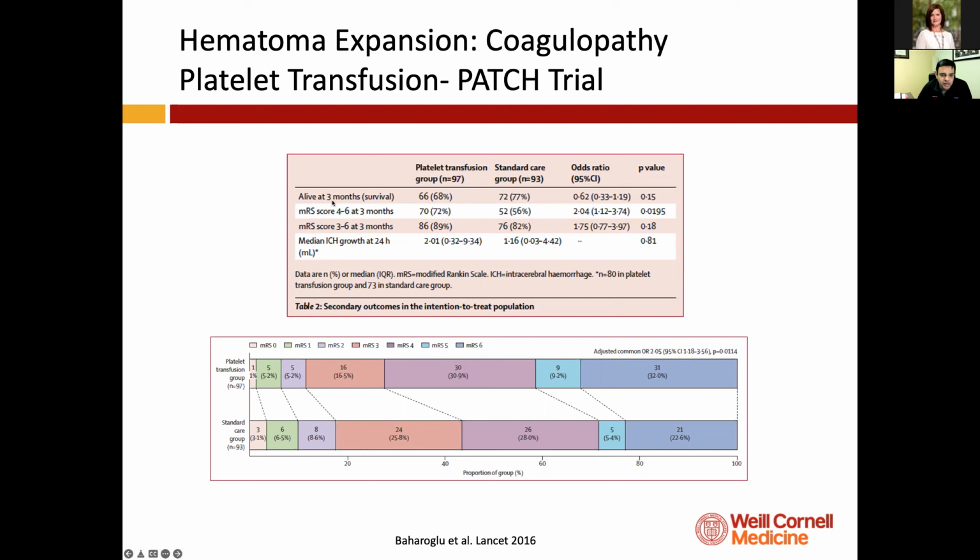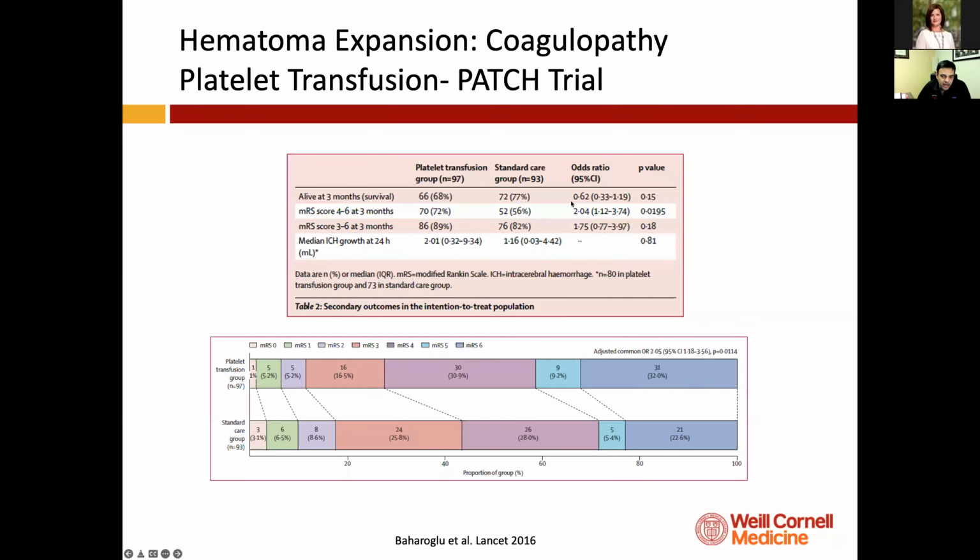improvement. So mRS of 4 to 6, mRS is a score, it's called the modified Rankin score that we use, 0 being no disability and 6 being death. So 4 to 6 would mean severe disability or death. And as you can see here, the platelet transfusions increase the odds of poor outcome by 2-fold.